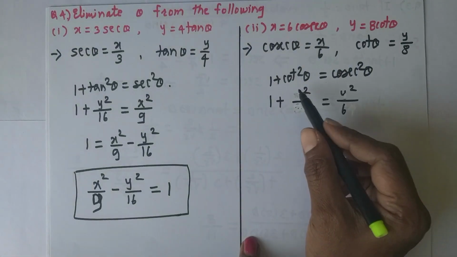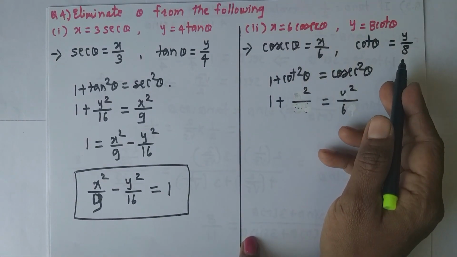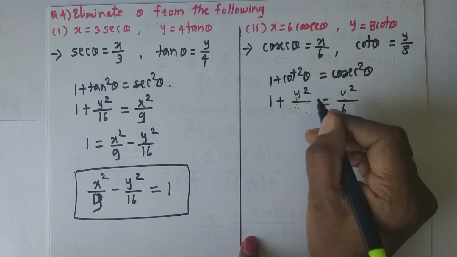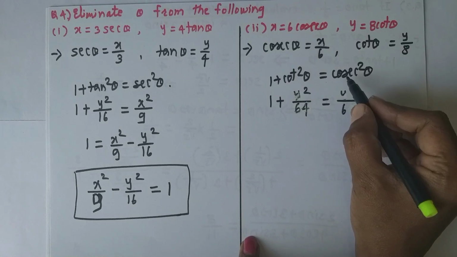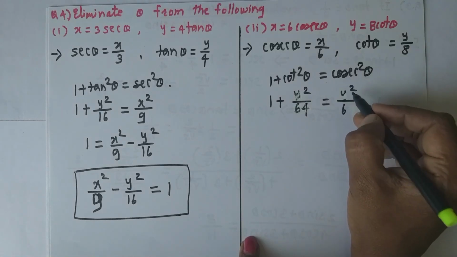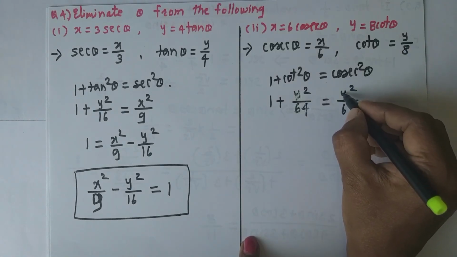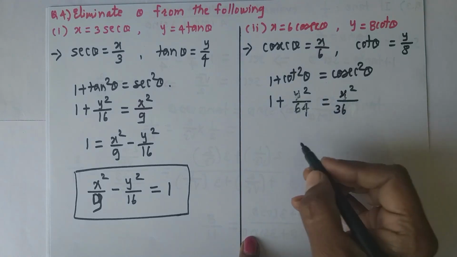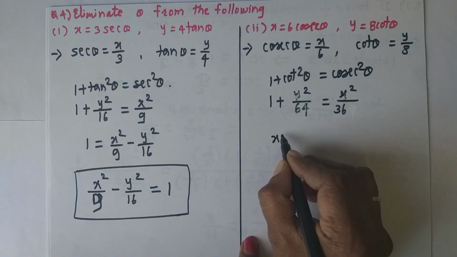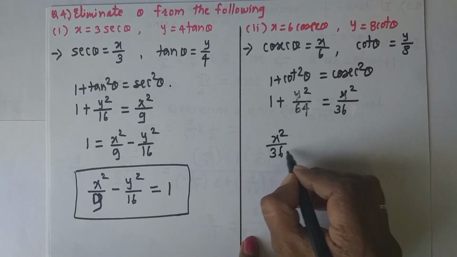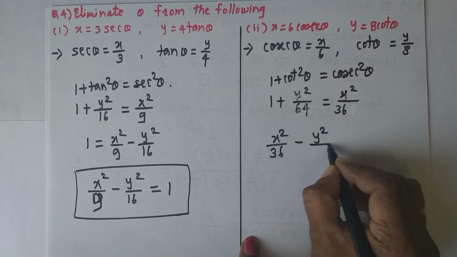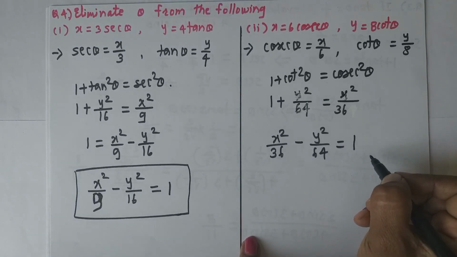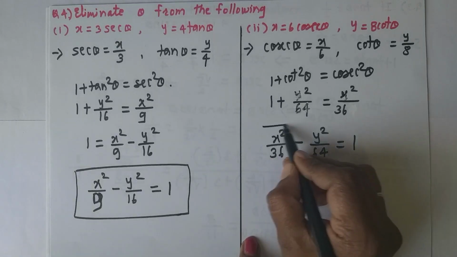Now you keep the value of cot, that is y upon 8. Here cot square means y square divided by 64, and value of cosec theta is x by 6, therefore cosec square theta will be x square divided by 36. Now you simplify this, you will get x square divided by 36 minus y square divided by 64 is equal to 1. After simplification, we will get this. Okay.